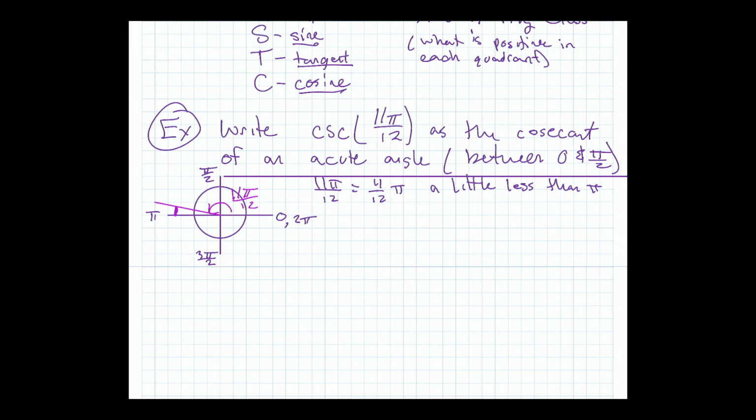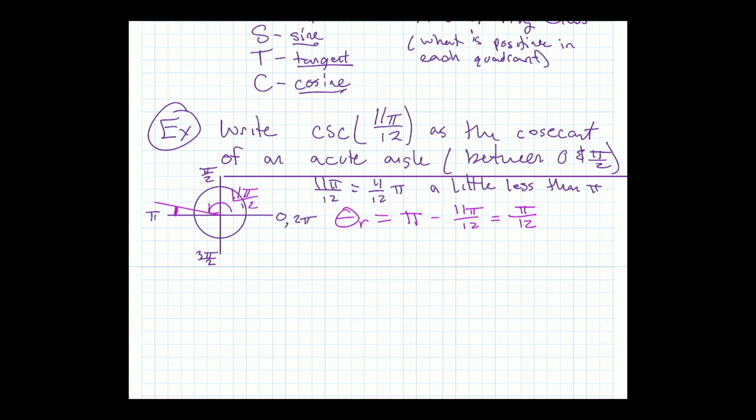So in order to get that reference angle, theta r is going to be, well, how do you get that little bit? It is going to be pi, which is 180 degrees, minus 11 pi over 12, which is going to be 12 pi over 12 minus 11 pi over 12, which is pi over 12.